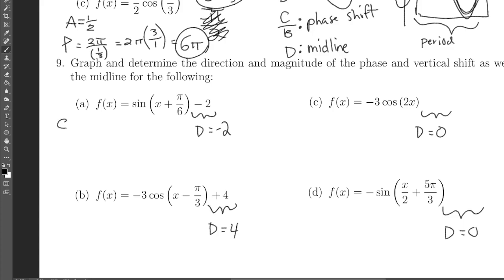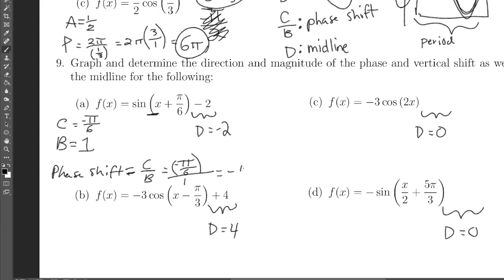Here, c equals negative pi over 6, right? Because again, from our formula, this is supposed to be a subtraction. So if you see an addition, that means that the number you were subtracting was a negative number, which is why it canceled out to addition. B here is 1, since we just have an x here, there's nothing in front of it. And so our phase shift, remember I said, is c over b. So that's negative pi over 6 all over 1, which is just negative pi over 6.